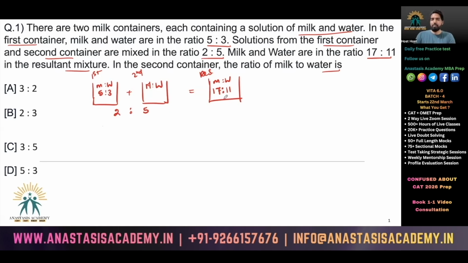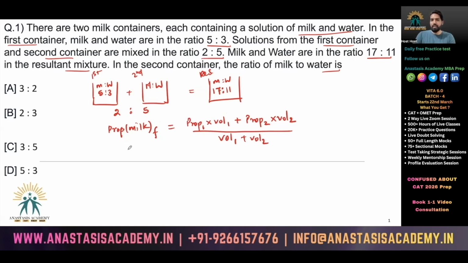So the weighted average, or the proportion of milk in the final solution, would be equal to the proportion of milk in the first solution into the volume of the first solution, plus the proportion of milk in the second solution into the volume of the second solution, divided by volume 1 plus volume 2, right? What does it mean? We are using the concept of weighted average. Proportion into volume gives us the quantity of the ingredient, that is milk here. So this is the total quantity divided by total volume, and we get the final proportion. Final proportion we already have.